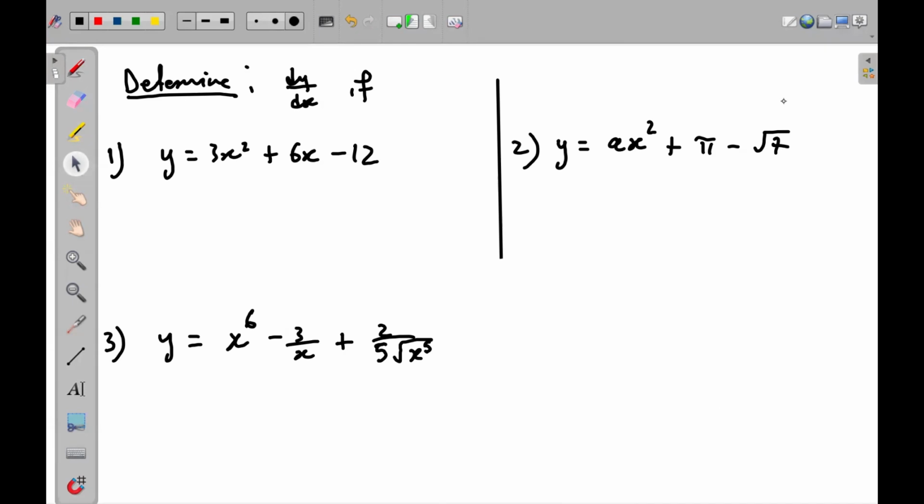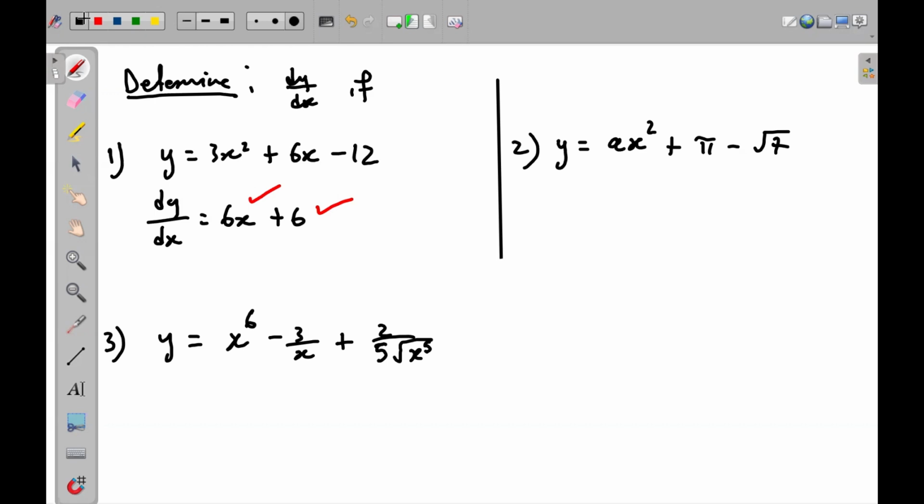So very important to note, the first one is okay. There are no issues. We don't have to rewrite it. So we can get straight into the solution, and we have 6x because 3 times 2 is 6, and then plus a 6. For the constant, it is 0. So this should be your answer. Would probably give you 2 marks for that.